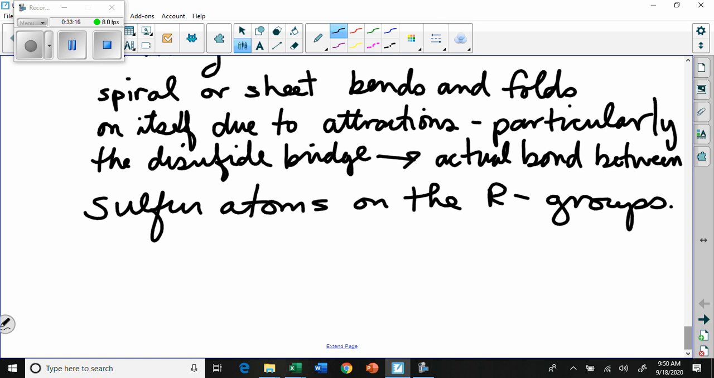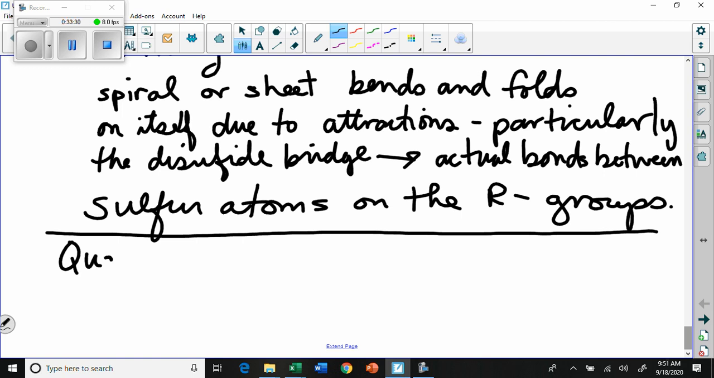Actual bonds with an S, between sulfur atoms on the R groups. So there we go, we have a tertiary structure. So far, so good. Now, there's even another layer called the quaternary, the fourth layer of structure.